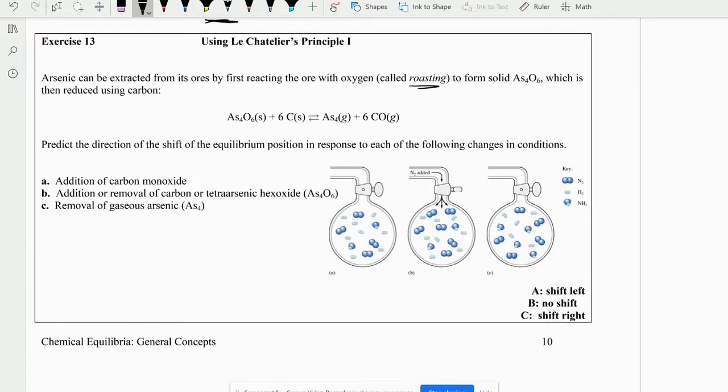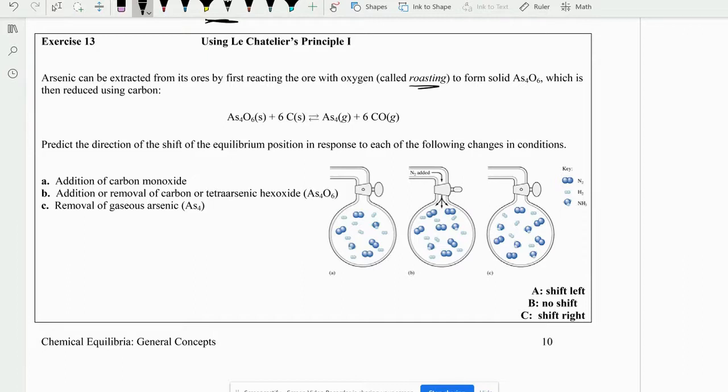It says to predict the direction of the shift of the equilibrium position in response to each of the following changes in conditions. So I've got 3 scenarios here, A, B, and C. In each case they're adding or removing something, either taking away or adding a stress to the system. So I'm going to need to figure out which way the reaction is going to shift.